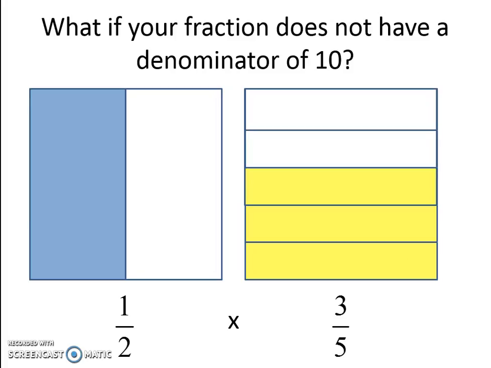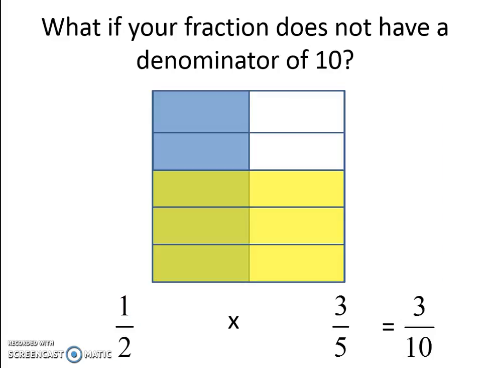But what happens if I don't have 10 in the denominator? Let's look at 1/2 times 3/5. I don't really change anything I do besides what the models look like. So my denominator for 1/2 is 2. That means that my model has to have 2 equal pieces. Since my numerator is 1, it tells me I shade in 1 of those 2 pieces. In 3/5, I have to have a model with 5 equal pieces and shade in 3 of them.